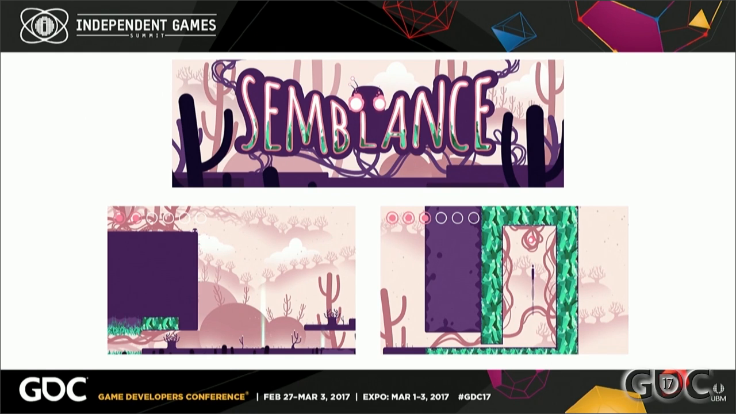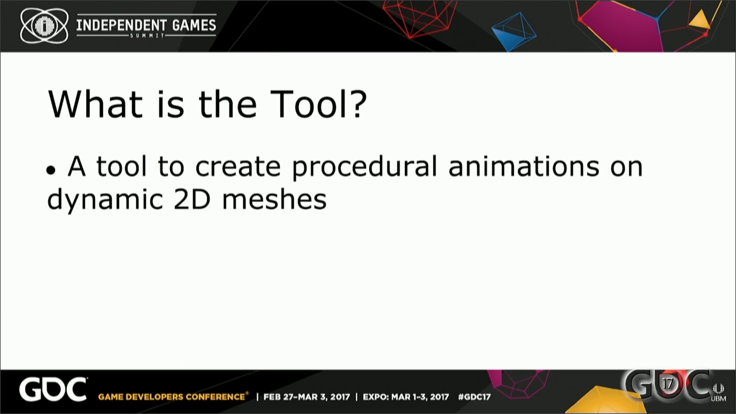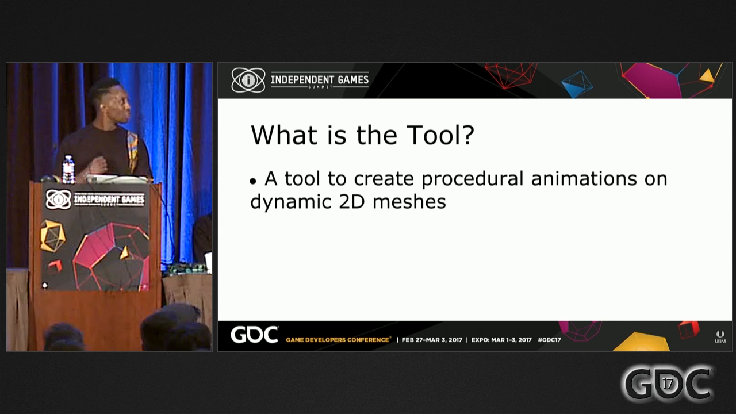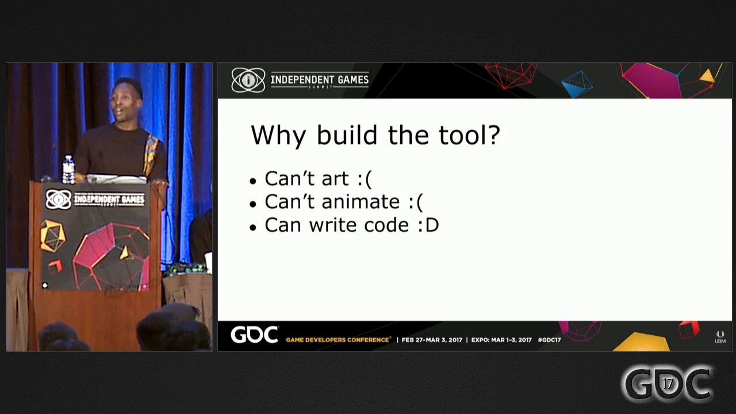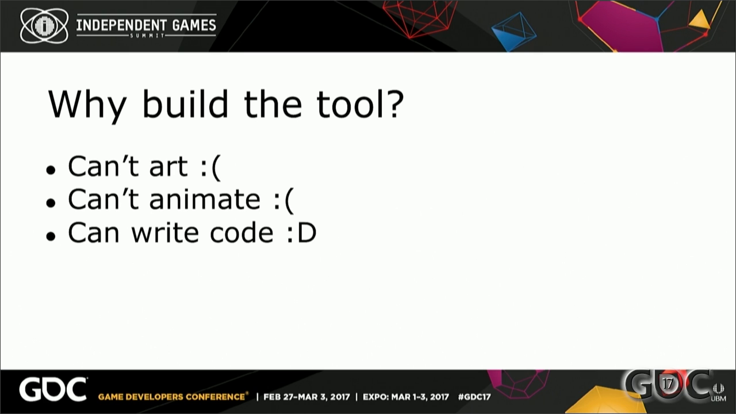And while we started working on this project, I started developing a tool that creates procedural animations on dynamic 2D meshes. It's a lot of words, okay? But basically, it's just to animate our character and make him feel as juicy as possible. But like any of us programmers, it was a tool because I can't art, I can't animate, but I can write some pretty good code, right?